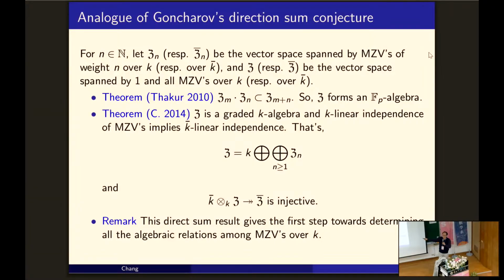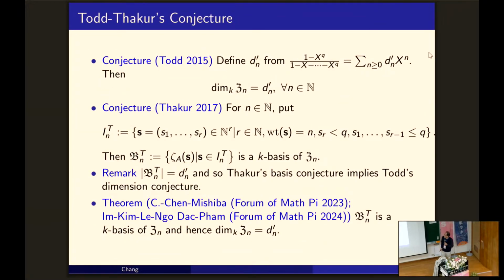One decade ago, I showed that it's a graded algebra. So this Z can be decomposed into this direct sum. And furthermore, I showed that K-linear independence of MZVs would imply K-bar linear independence. This is the analog of the classical Baker's phenomena, linear independence of logarithms of algebraic numbers. So this direct sum result is the first step towards determining all the algebraic relations among MZVs over K.